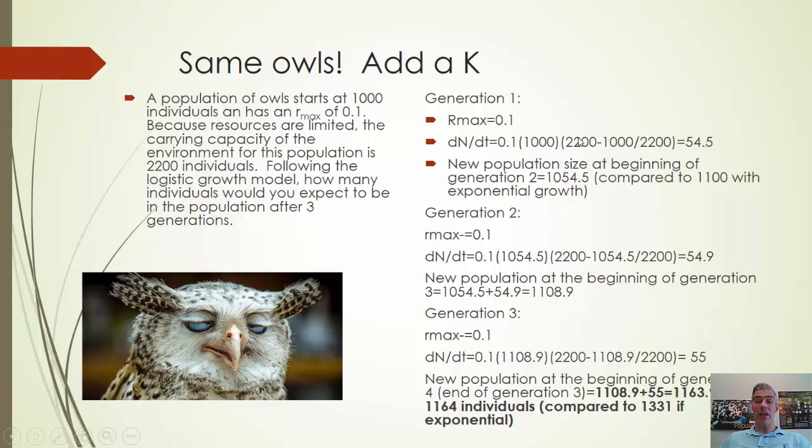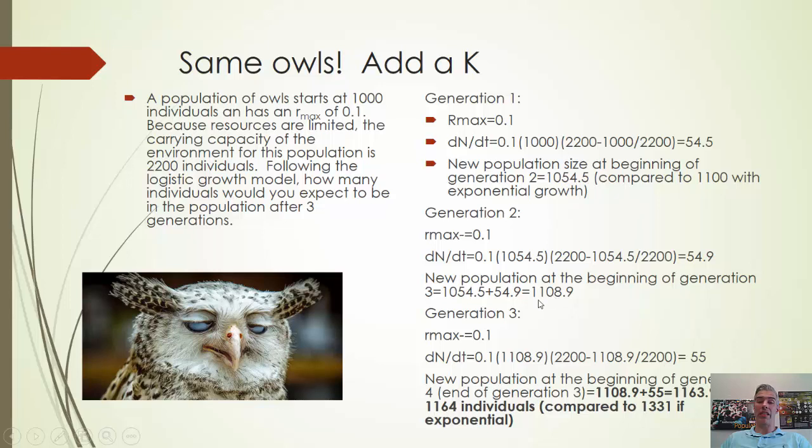If we go back to the other one, how many individuals did it increase by? It increased by 100 last time. Now it only increased by 54.5, and that's because of this k minus n over k component. Now we take that number and plug that in as our n. Now it's even a little bit higher. Now we add 54.9 or 55 individuals.